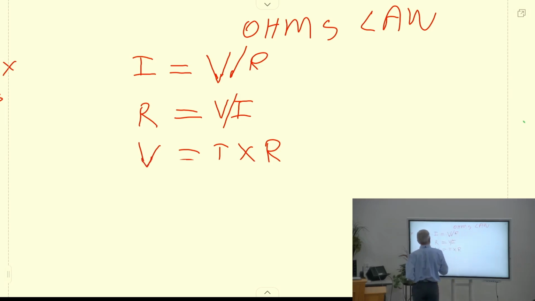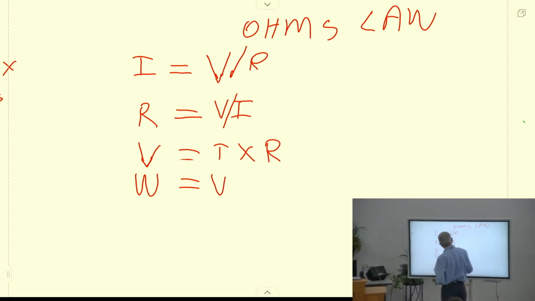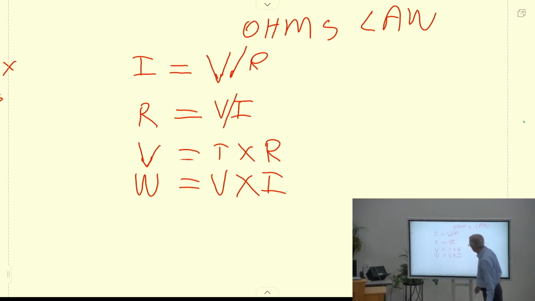Voltage. All right. Wattage equals... This is a measurement of power. It's going to equal our voltage times our current. Did we already do that? No, we didn't do that. Okay. So the power is the voltage times the current.